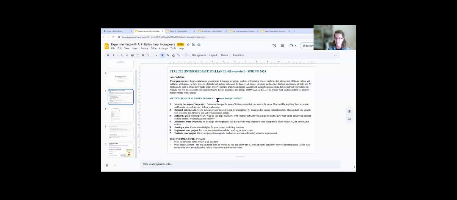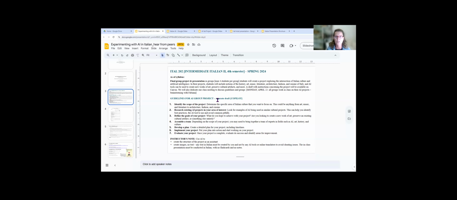The instructions that I provide for my students are briefly stated on the syllabus to introduce the final group project and presentation. And then in a separate draft, I discuss with them the instructions more in depth on a special day designated to the artificial intelligence project. Therefore, in spring 2024, with my Intermediate Italian 2, these were the instructions that I wrote on the syllabus, just a very brief paragraph.